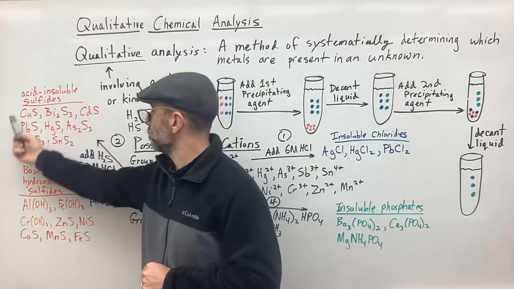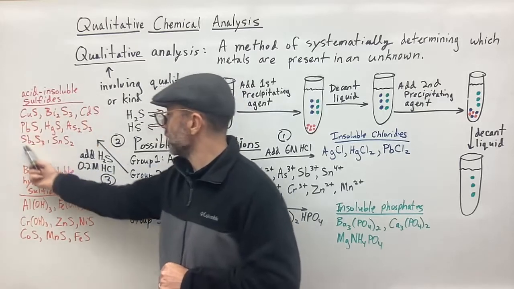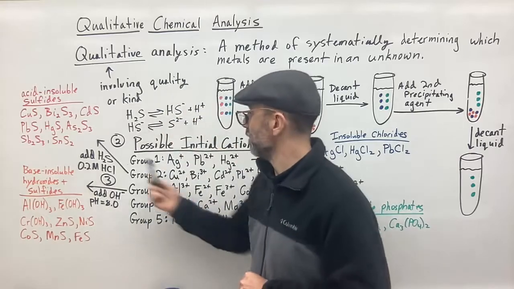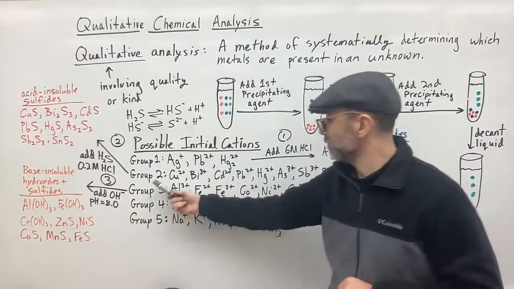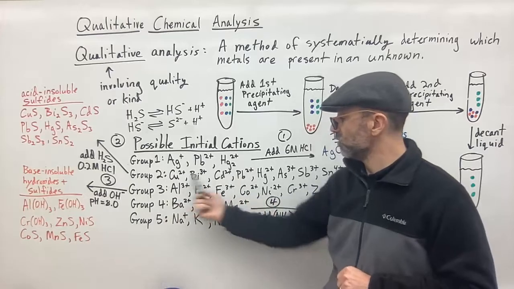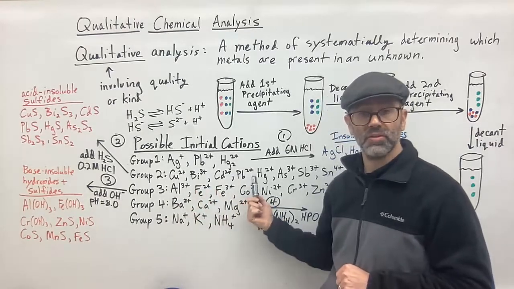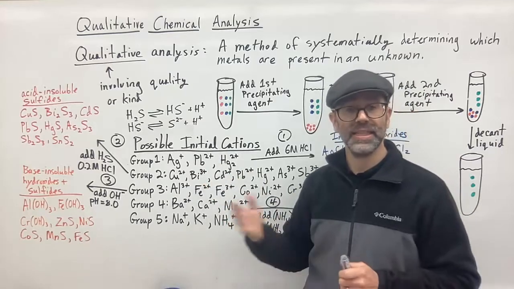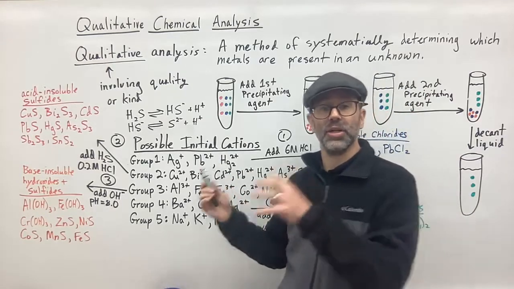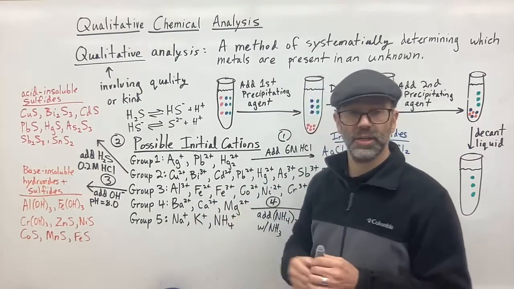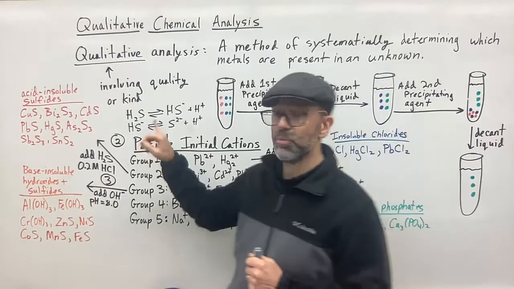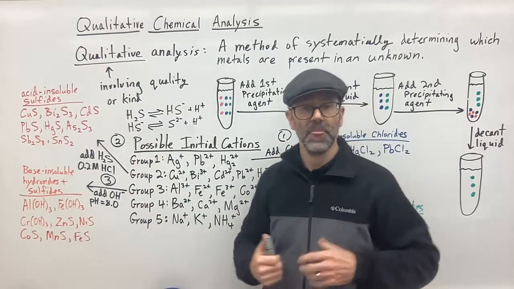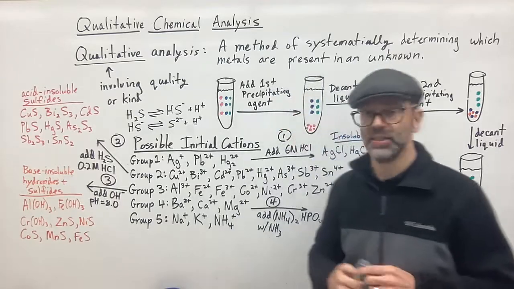So all of these will precipitate out because they all have a low KSP value. If I get a precipitate at this point, that would indicate that I have one or more of these metals here. So I would centrifuge again, decant the supernatant into another tube, keep the pellet, and move on to the next step to see what I can mix in, what I can test it with.